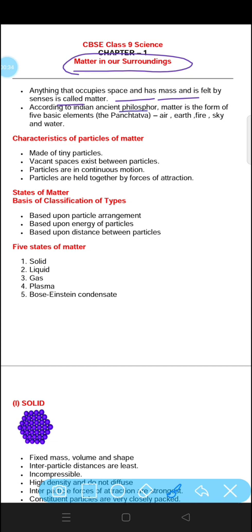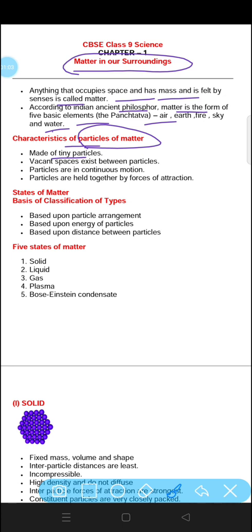Now, according to Indian ancient philosophers, matter is the form of five basic elements. In our religion, we used to say that five basic elements are there, that is air, earth, fire, sky, and water. All the matter or all the things that we have in our surroundings are made up of these five basic elements. Now, what are the different characteristics of particles of matter?